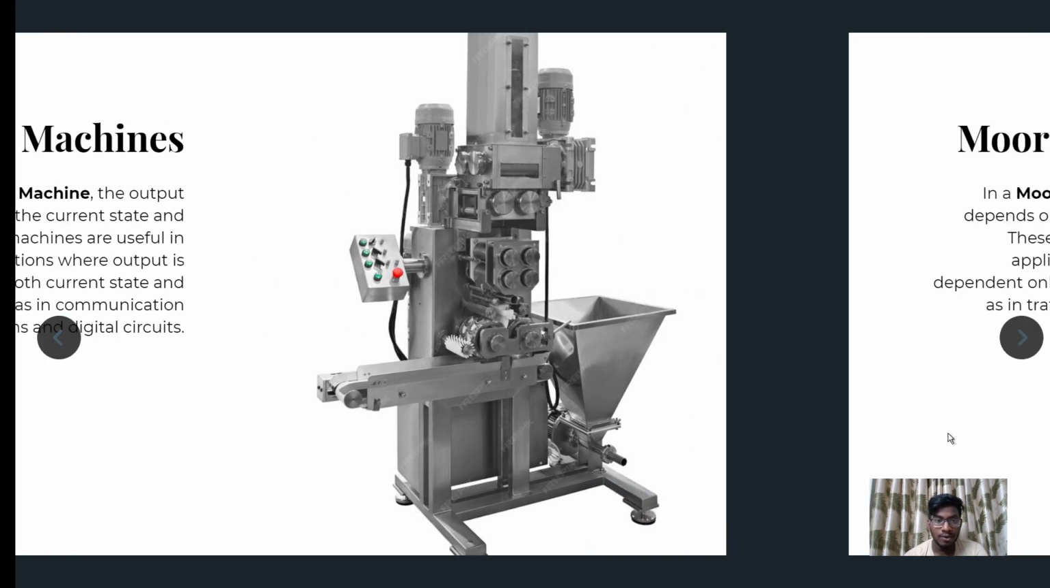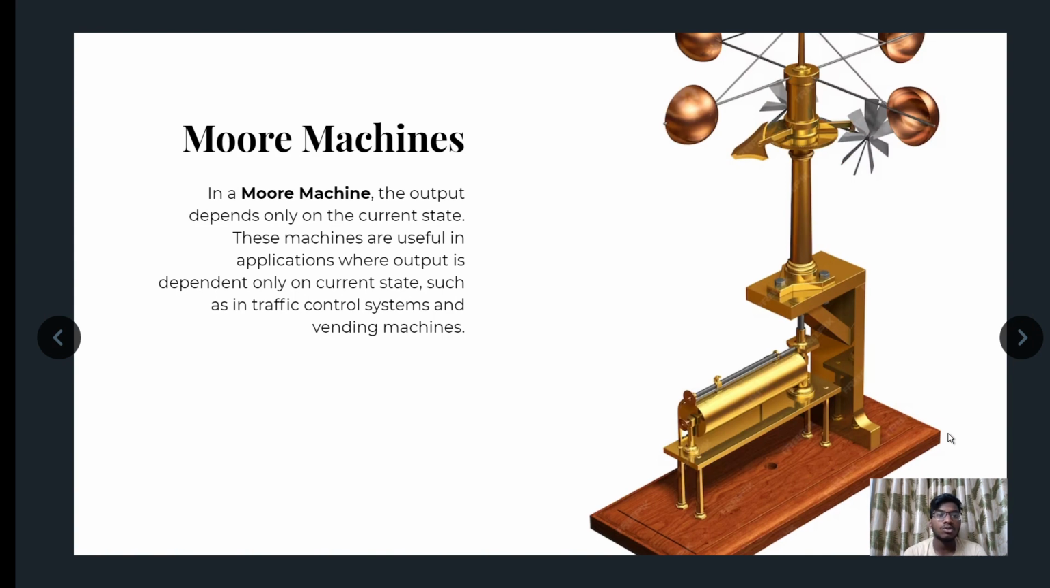Coming to the Moore machine, the output depends only on the current state. These machines are useful in applications where output is dependent only on the current state, such as in traffic control systems, vending machines, etc.